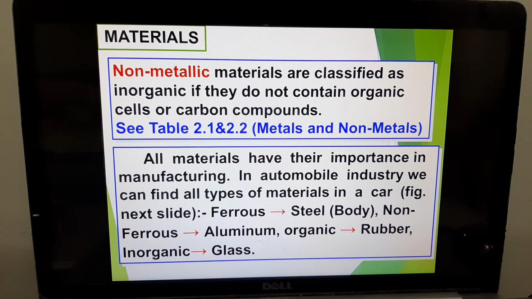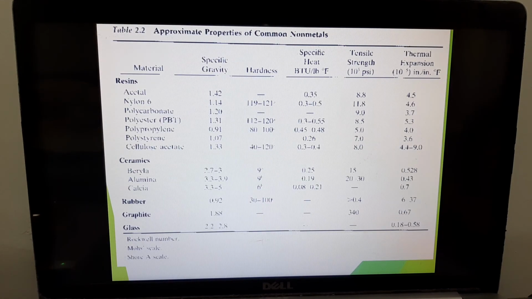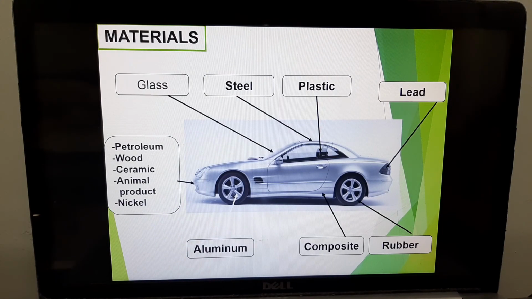In the automobile industry, we can find all types of materials in a car. Ferrous material is used to make the steel body. Non-ferrous material like aluminum is used to make certain parts of the car. Organic material is used to make the tire, the rubber. Inorganic material is used for glass. So a car consists not just of metal or just of non-metallic, but a mixture of the two.